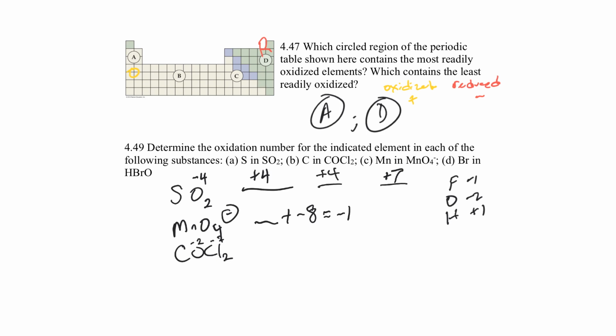Last one. Br in HBrO. Well, oxygen is -2. Hydrogen is +1. So -2 plus 1 is -1. Br has to balance with -1. So Br becomes +1. These are called oxidation numbers.